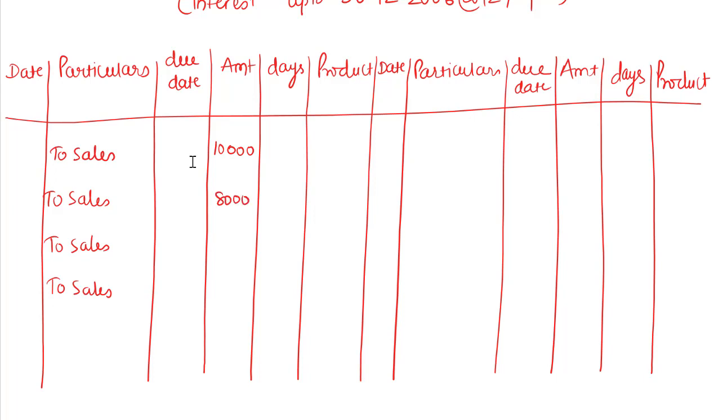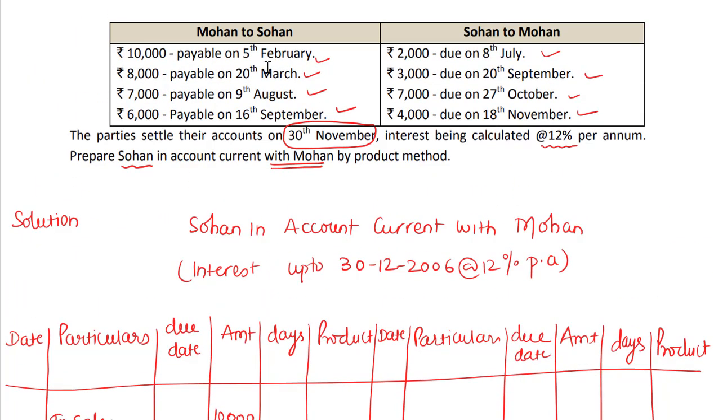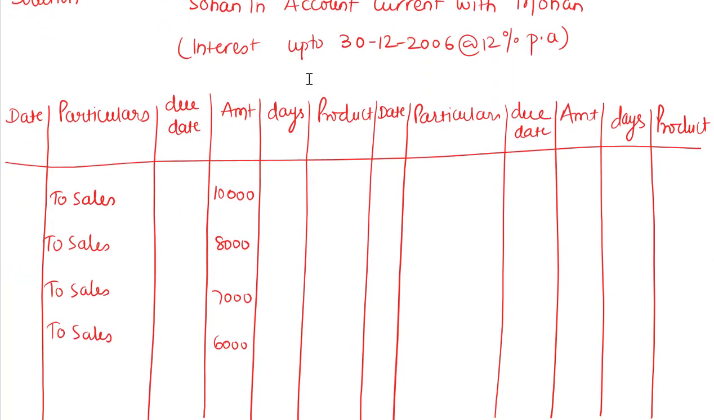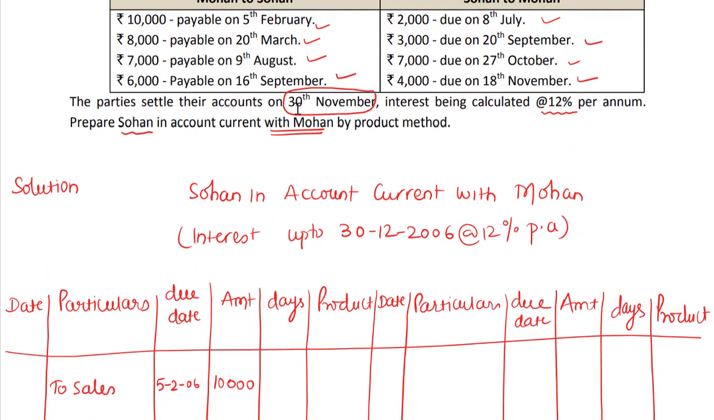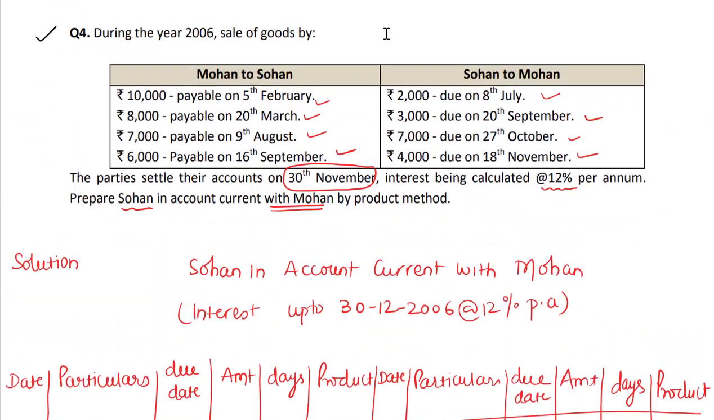10,000, 8,000, 7,000 and 6,000, and the due dates 5th February 2006, 20th March 2006, 9th August 2006 and 16th September. So 9/8/06, 16/9/06. I believe you understood.